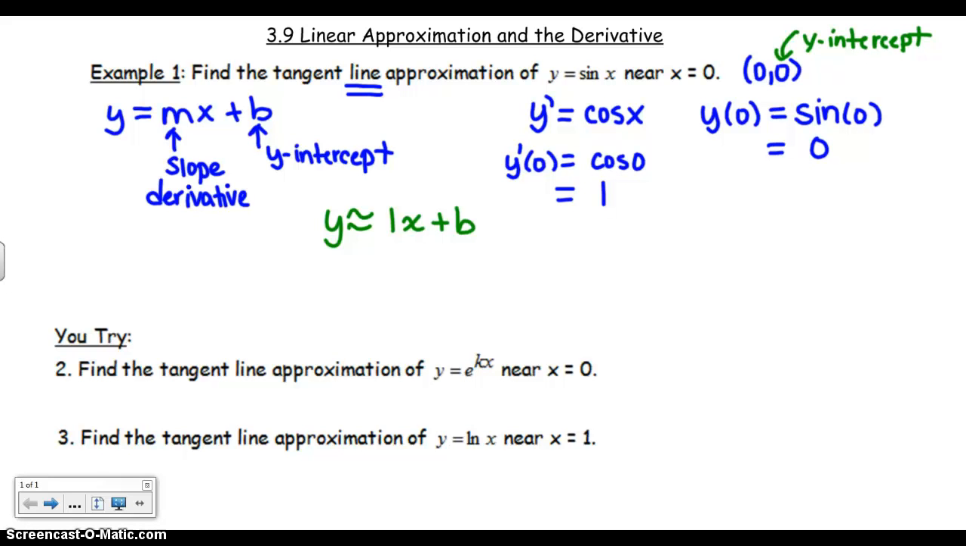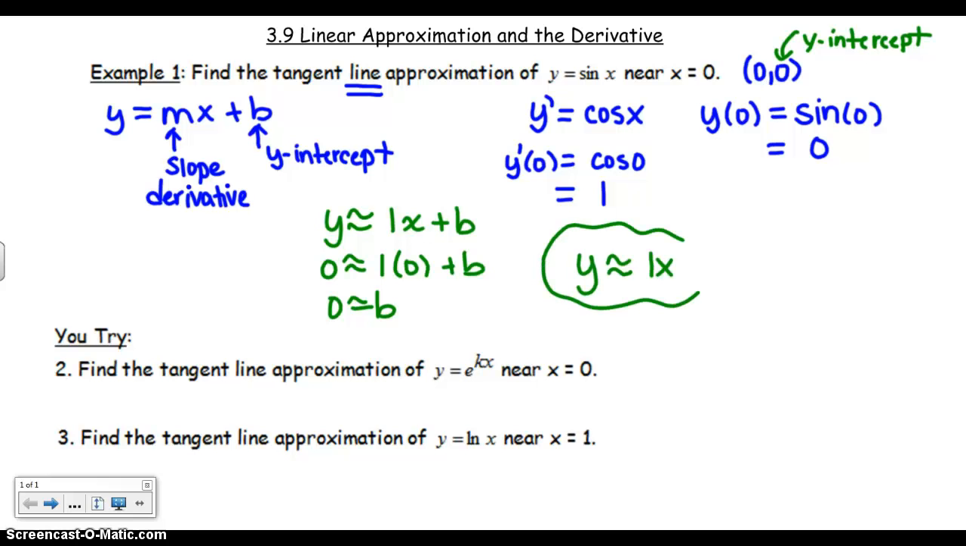So how would I solve for b if I wasn't given the y-intercept? I would plug the point in for x and y. So y is 0, x is 0, and I would solve for b. Well, in this case, b is obviously just 0. So my final answer is the equation y is approximately 1x. And so my answer is going to be a line because the directions say find the tangent line, and I'm using an approximation sign because it says approximation.